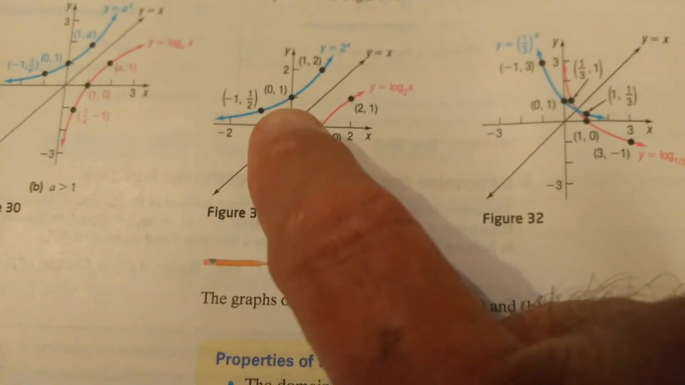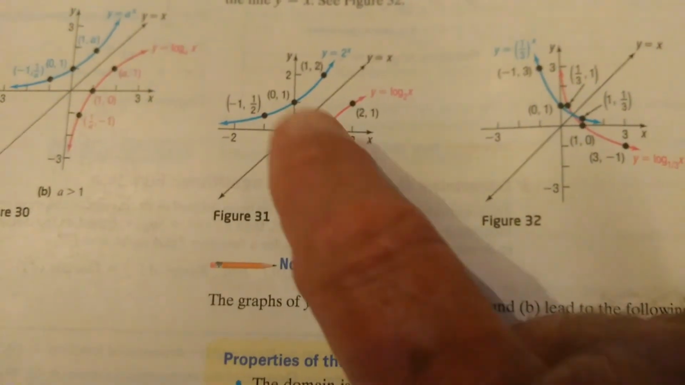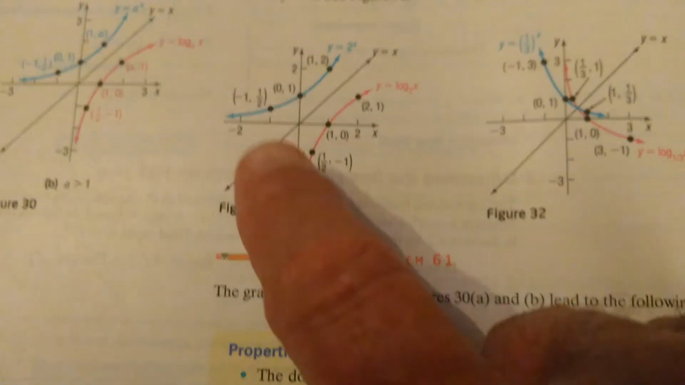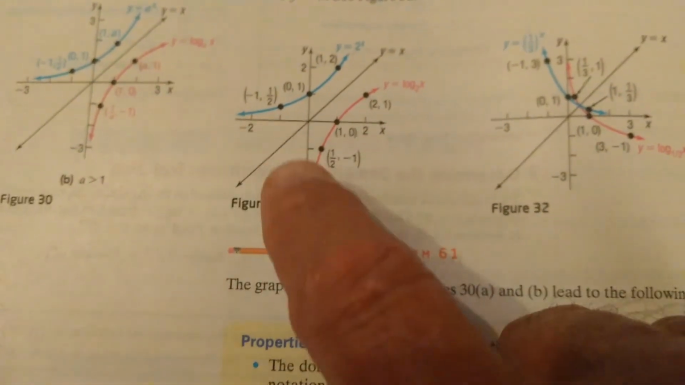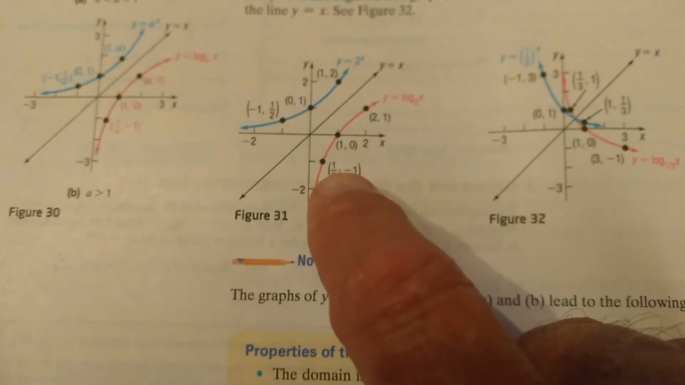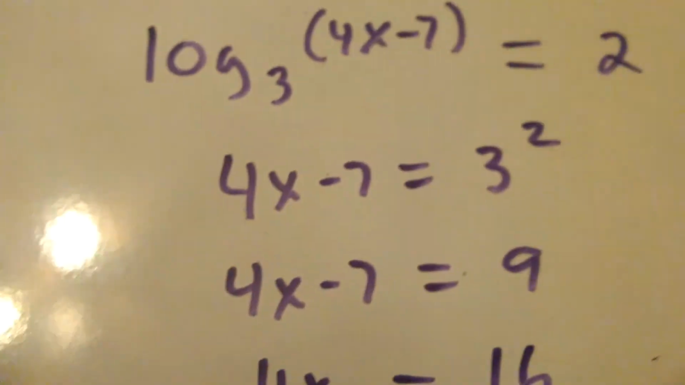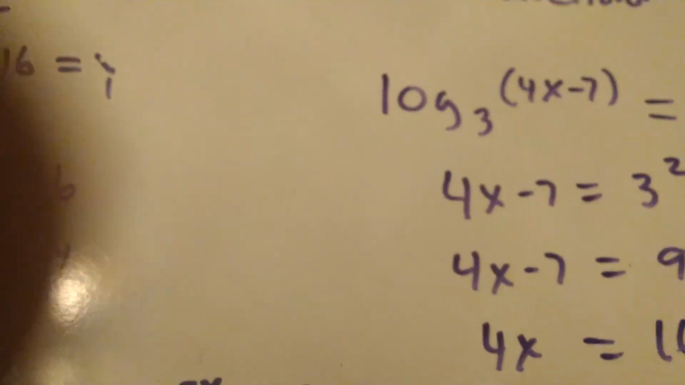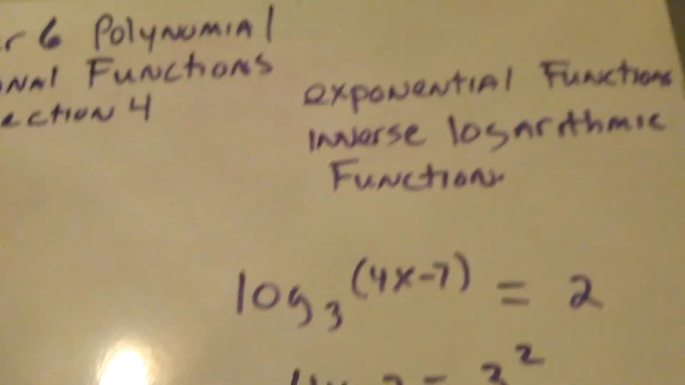If you look here, we have 0, 1. Here we have 1, 0. Switch x and y. Here we have negative 1, 1 half. Here we have 1 half, negative 1. Switch x and y. So remember that exponential functions and logarithmic functions are inverses of each other.